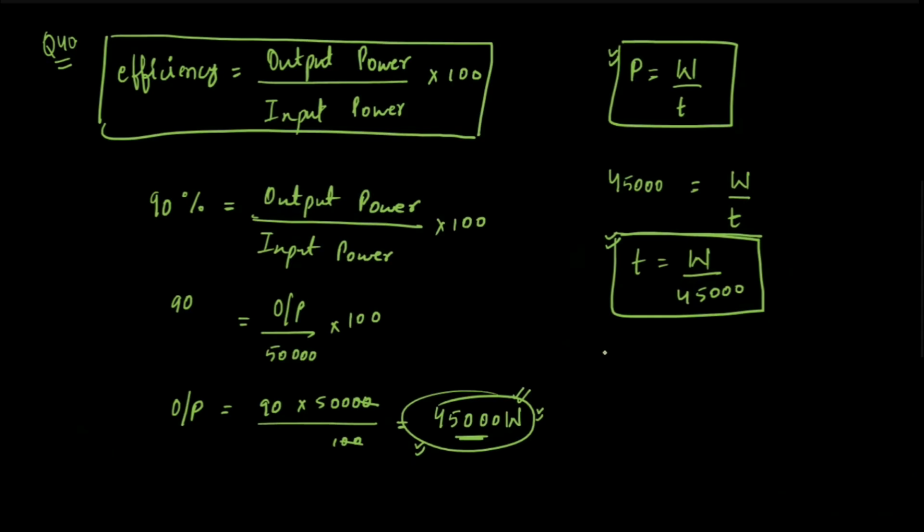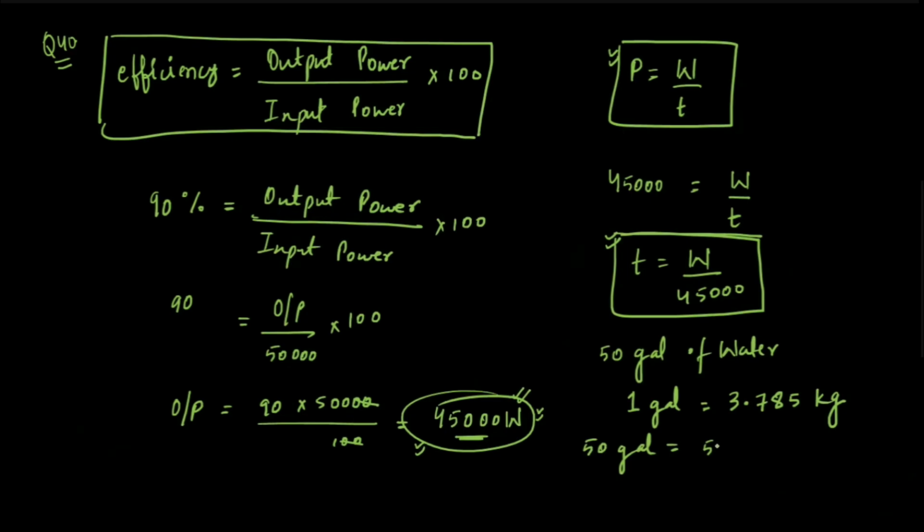One more thing you have to understand here is that 50 gallons of water is given. If you try to convert the same thing into kilograms, we need to understand that 1 gallon of water is approximately 3.785 kg. So 50 gallons of water is going to be 50 times this. This will give me the amount of water we have present in this situation. Now just think about it. How can we find out time? How can we calculate the work?